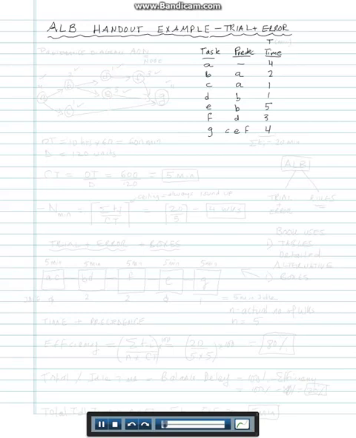This is the assembly line balancing example, the handout example that is posted on Blackboard. We have these tasks A through G, their predecessors, and the time that it takes each task in minutes. And the first thing we want to do is draw a precedence diagram from the data given.